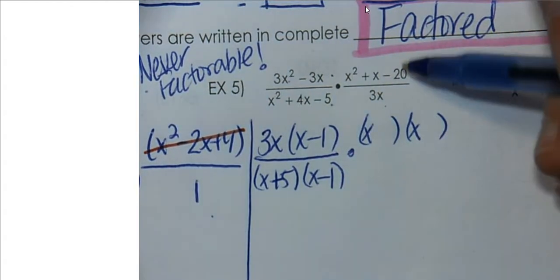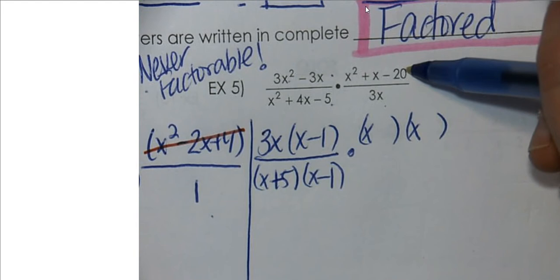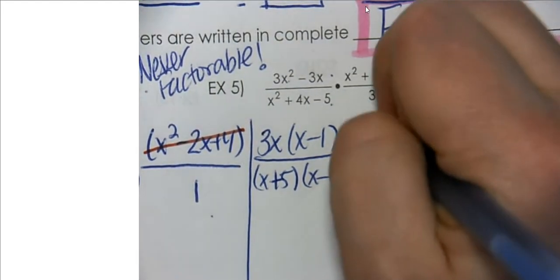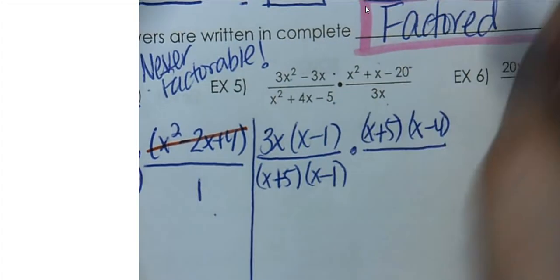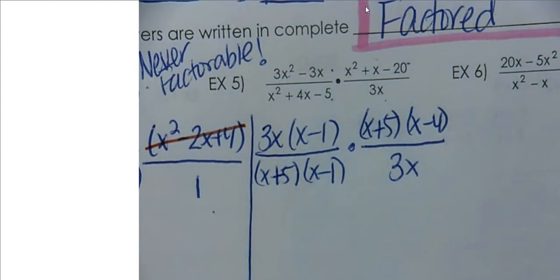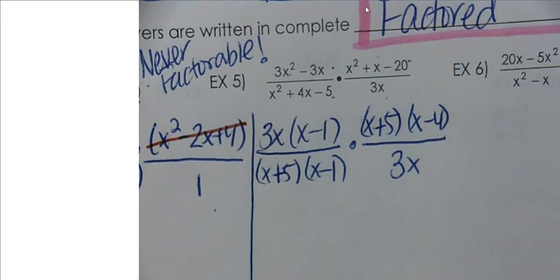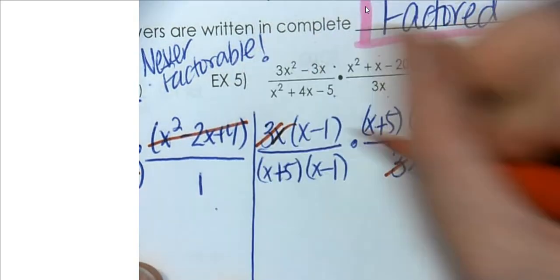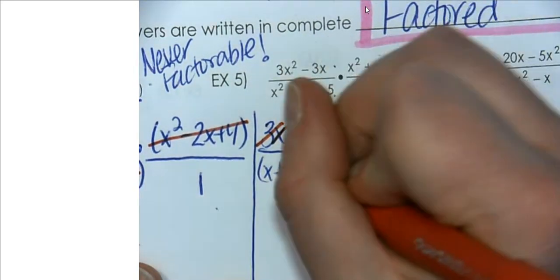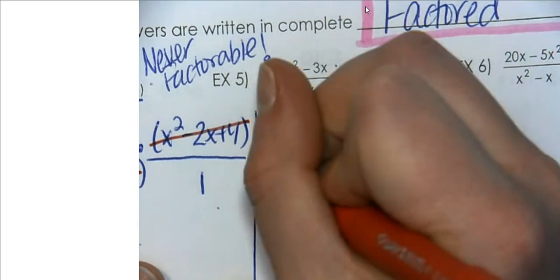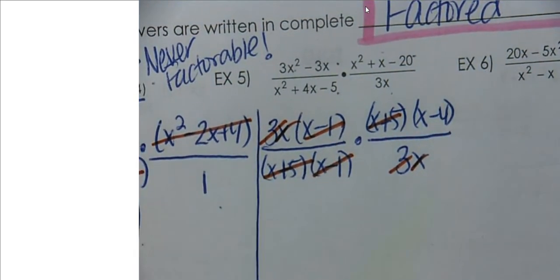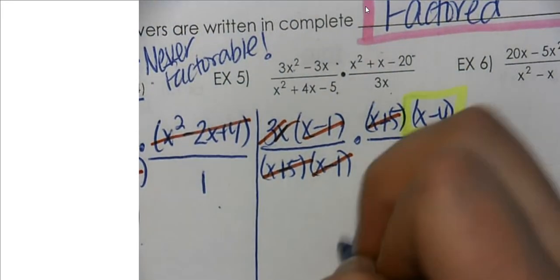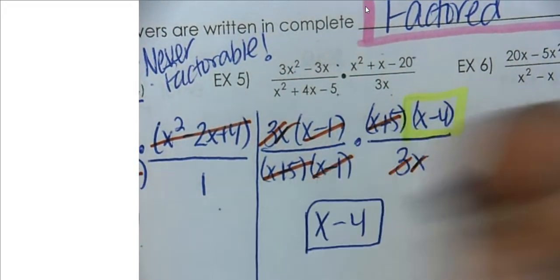And I asked myself what 2 numbers multiply together to equal negative 20 and together add to equal 1, and that is going to be a plus 5 and a minus 4. This is all over 3x, and anything that you see in the numerator and the denominator that's the same immediately gets canceled out. So the 3's will go away, the x's will go away, the x minus 1's will go away, the x plus 5's will go away, and all we are left with is an x minus 4. That's all that we are left with, so therefore our answer is simply x minus 4.